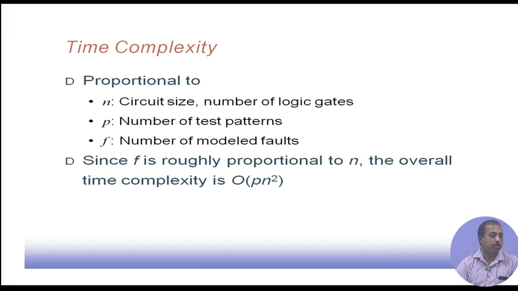So, the overall complexity is n into P into F, and if we replace F by 2n, it becomes big O of P n squared. As you increase the size of the circuit, the complexity of the fault simulator goes up significantly. As we increase the number of test patterns, the fault simulator time increases in a linear fashion.